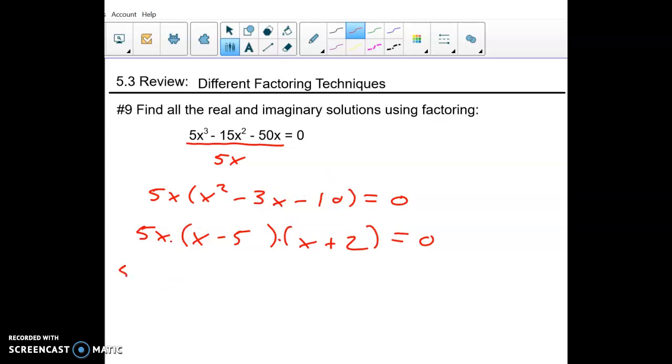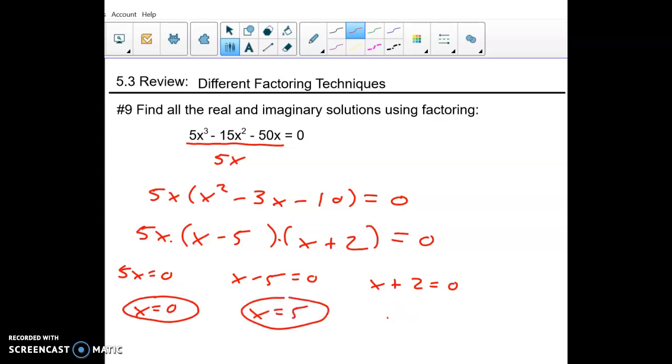All right, so now we can get our 3 answers by setting each part to 0. Now that we've broken it apart, so this first one, divide by 5 and you just get 0 as an answer. Add 5 and then minus 2. All right, so solving this x cubed, we got 3 answers.